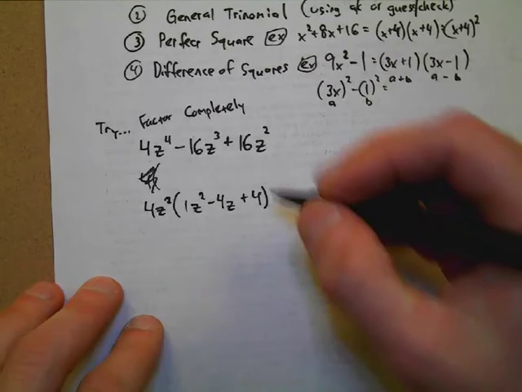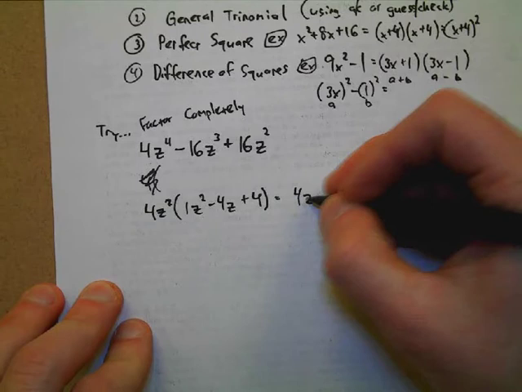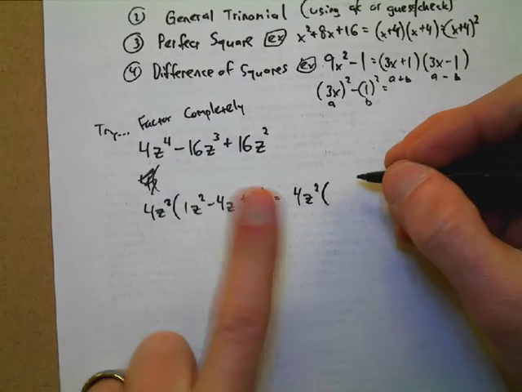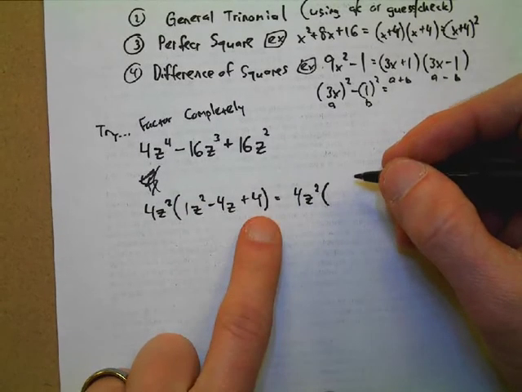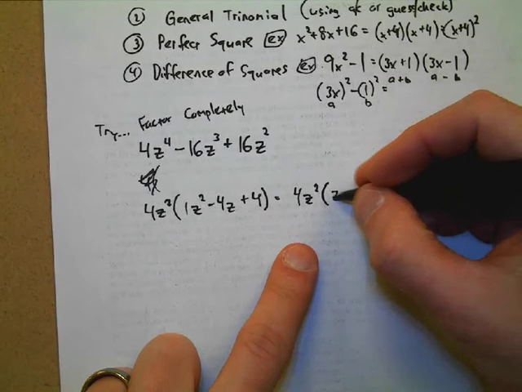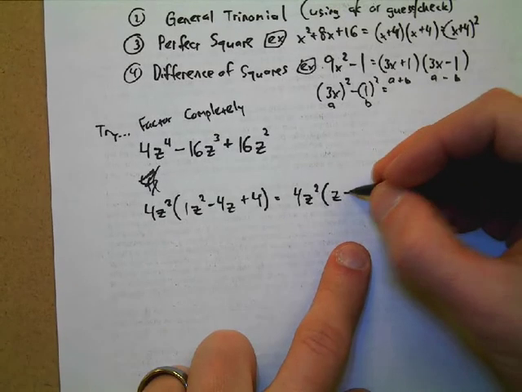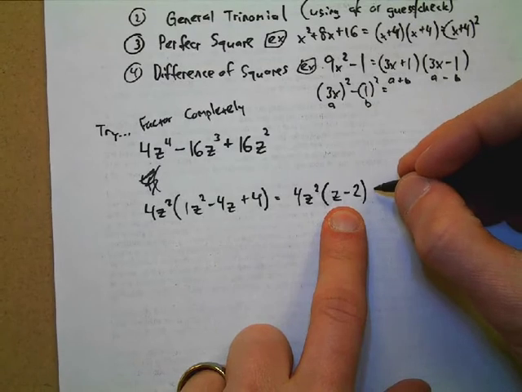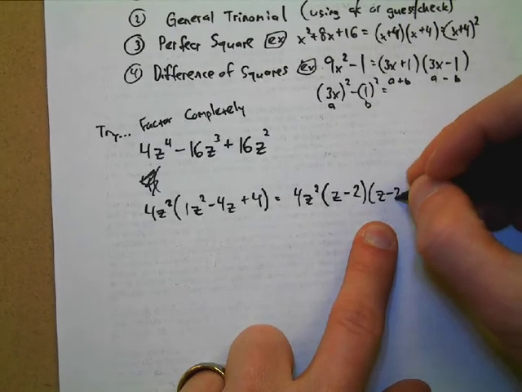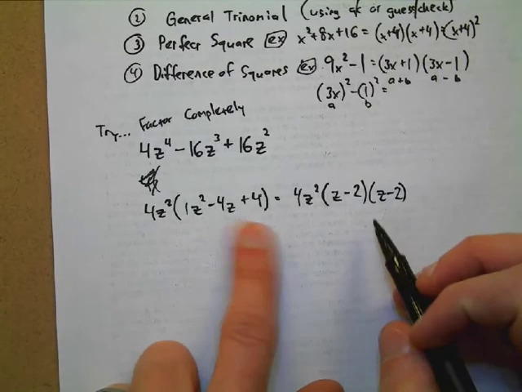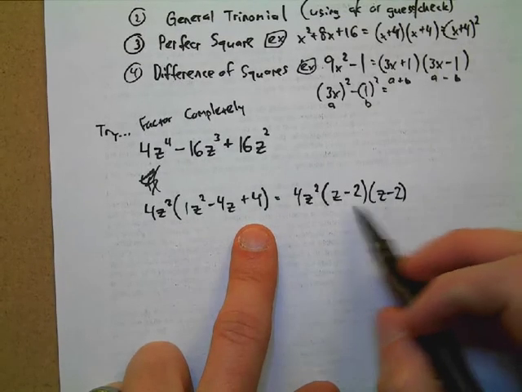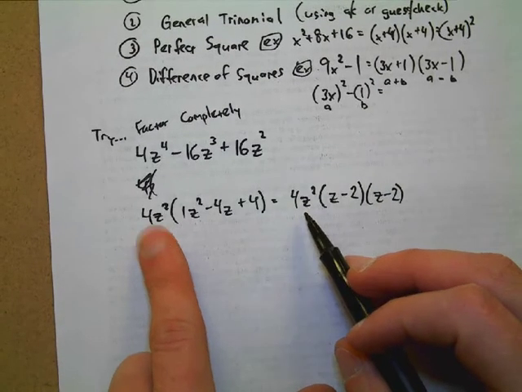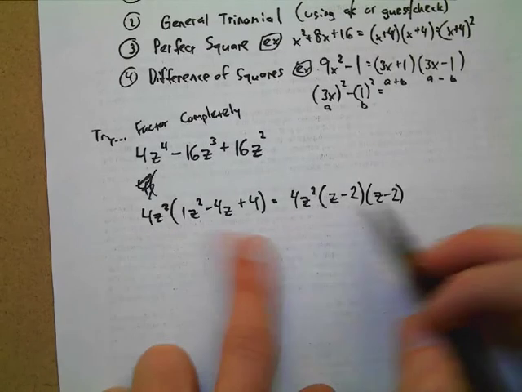I found what adds to get negative 4 and multiplies to get 4, and I got negative 2. So my final answer was 4z squared, then in parentheses z minus 2 squared. Yep, you can write it like this. So z squared minus 4z plus 4 factors to this. You still have that 4z squared out front. Don't lose that. That's all part of the problem.